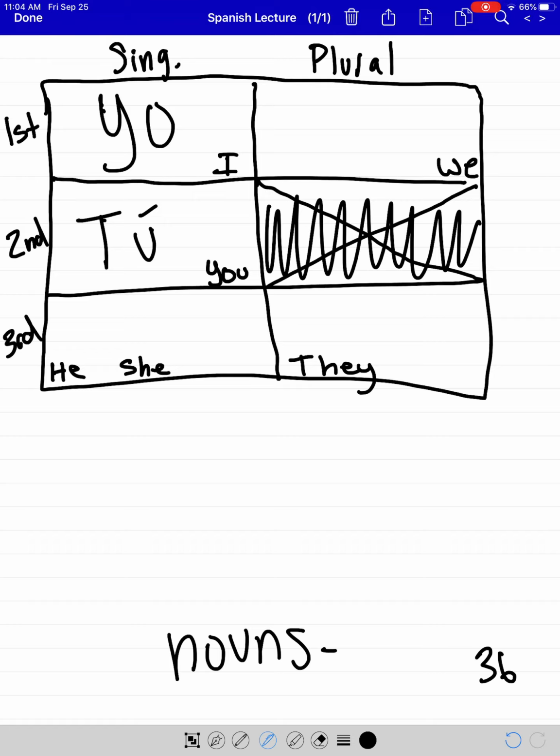To say we in Spanish is nosotros, or it could be nosotras. Depends on if you're a group of all guys or a group of all girls.